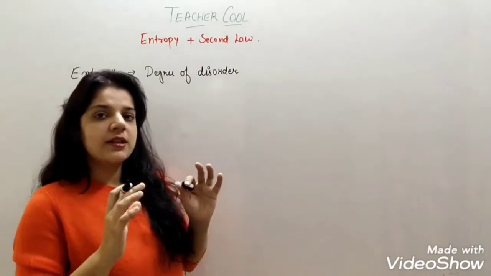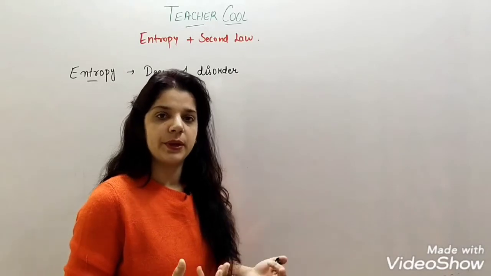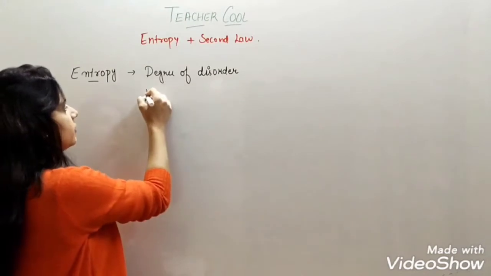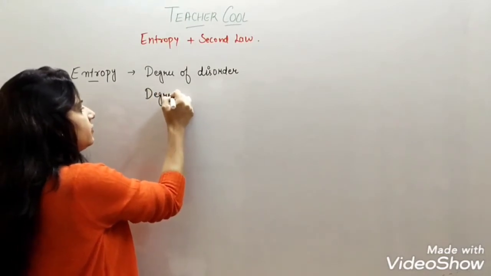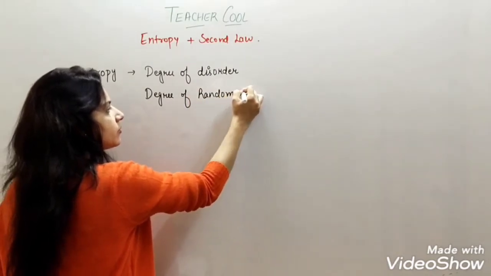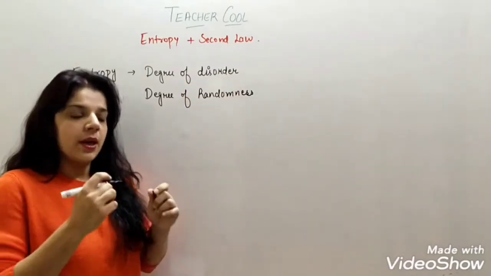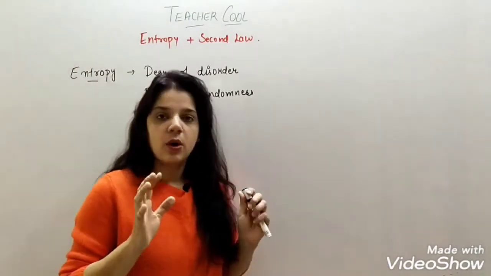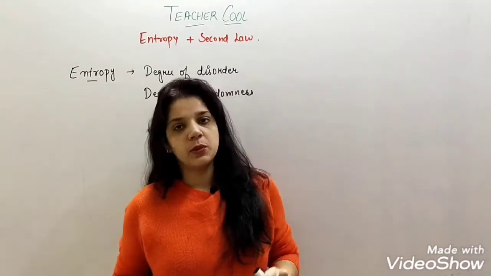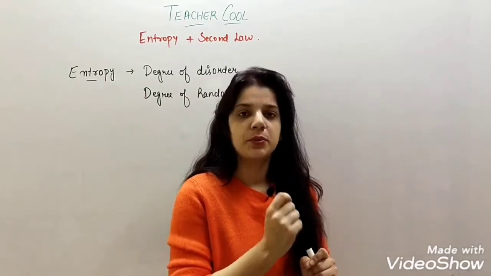Any system which has some kind of disorder in it, that is its entropy, right? Or you can say it is the degree of randomness or anything like this. Like, we say that whenever we are talking about crystals, they are perfectly in order with its molecules. You know that every molecule is at its specified position.